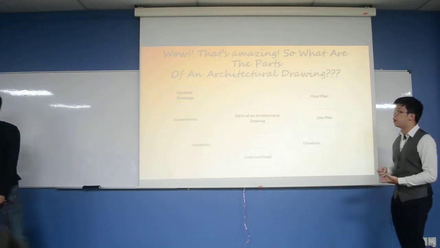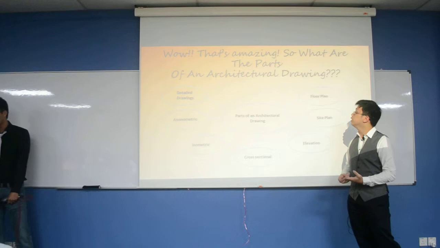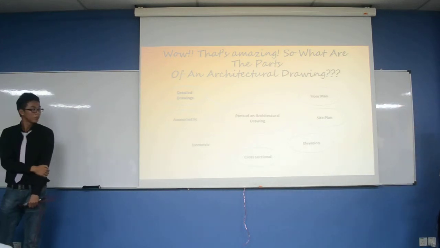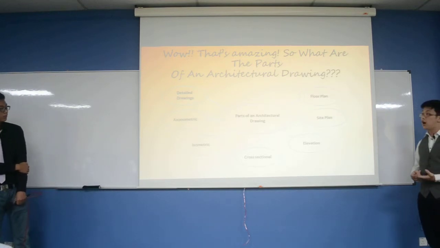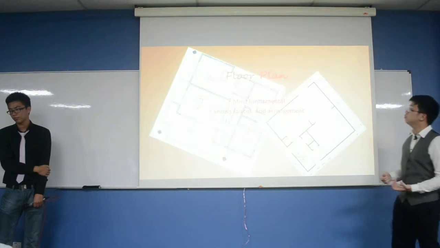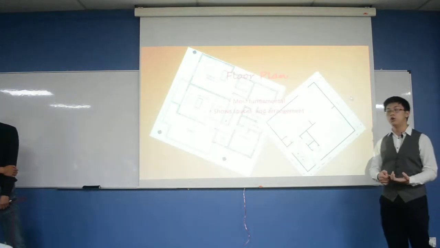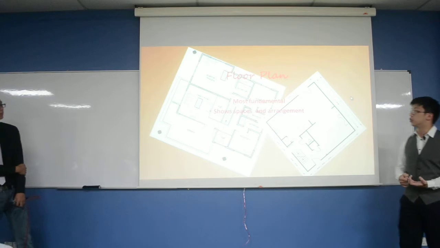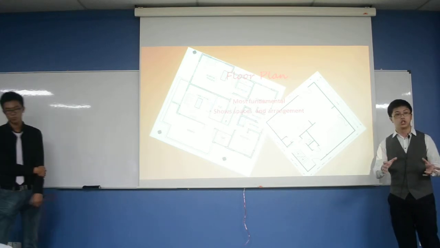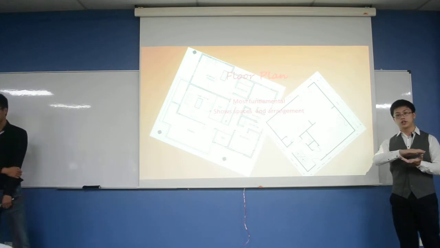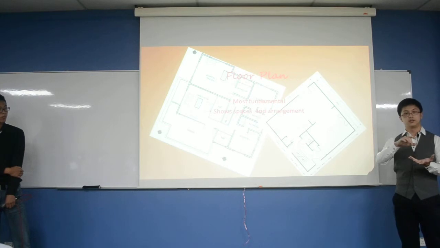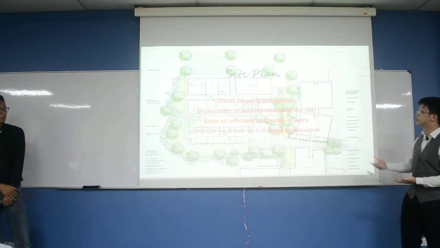Now, there are a few parts of an architectural drawing. The first one is the floor plan. The second, the site plan. The third is the elevation, cross-sectional, isometric and axonometric, and detailed drawings. Now, the floor plan is the most fundamental part of the architectural drawings. It shows the spaces and arrangements of a whole structure. It is a horizontal cut of the structure to show what is inside the structure, the rooms.